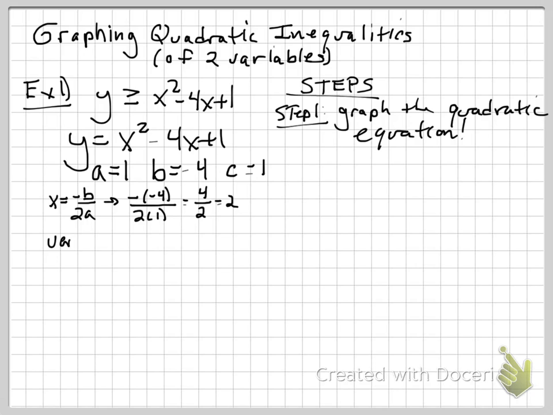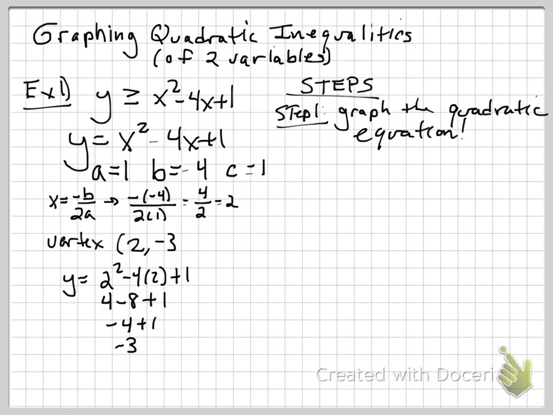Remember, for your vertex, we just found the x value. To get the y value, we need to substitute 2 into the x values in our original relation. So if I get y equals, I'm going to put 2 squared minus 4 times 2, and then it was plus 1. That's going to be 4 minus 8 plus 1, or negative 4 plus 1. I get a negative 3 output. So there's my vertex. Let's graph this.